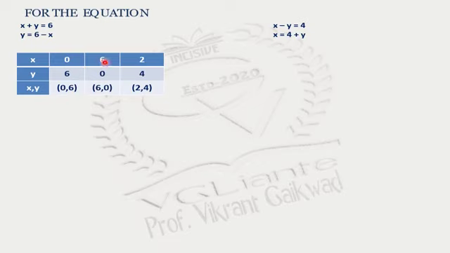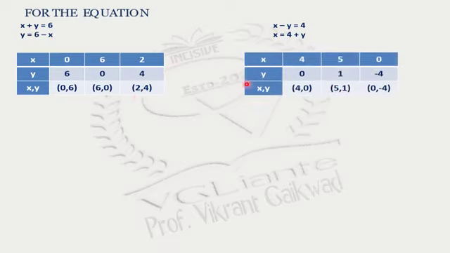Next, you substitute x as 6. So 6 minus 6, y would be 0. So the point is 6, 0. Next, you'll substitute x as 2. So 6 minus 2 is 4, so 2 comma 4. In this way, we complete the table. So our first table is complete. We'll move to the next table.